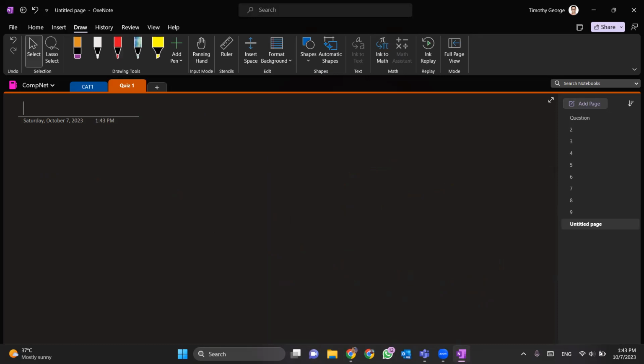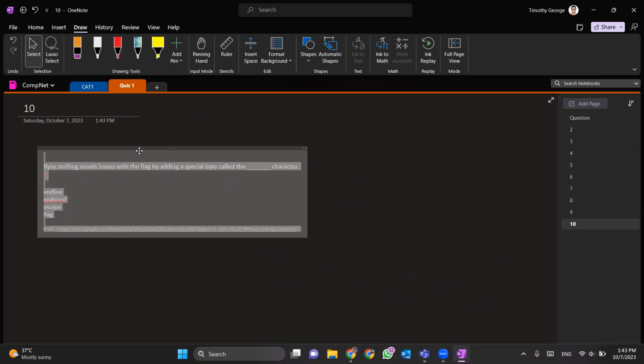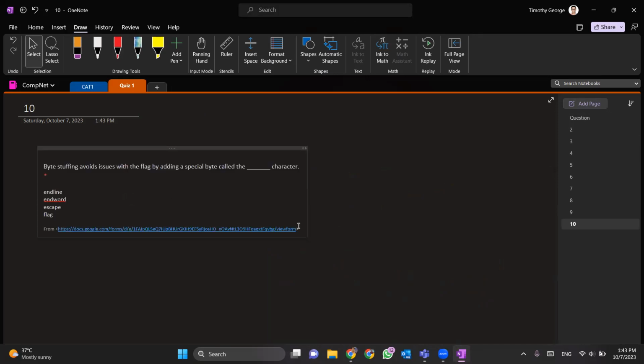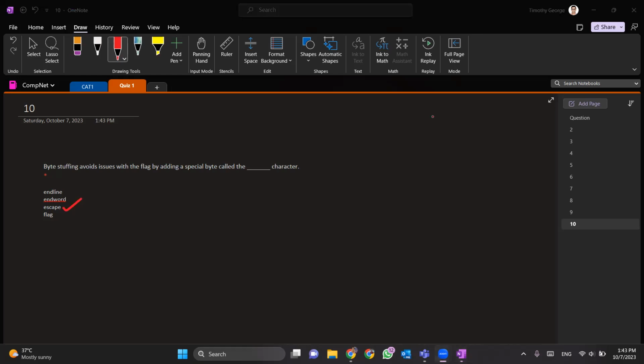Number 10. Byte stuffing avoids issues with flag by adding a special byte called escape. You have to know that when we do byte stuffing, we add an escape character. It's not a flag, it's not an end word, it's not an end line, it's an escape character.